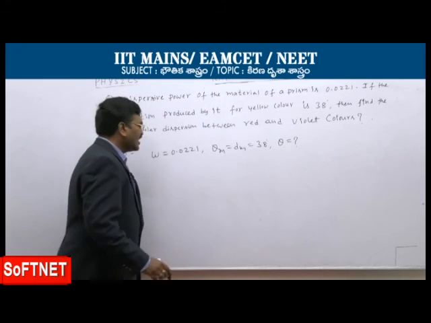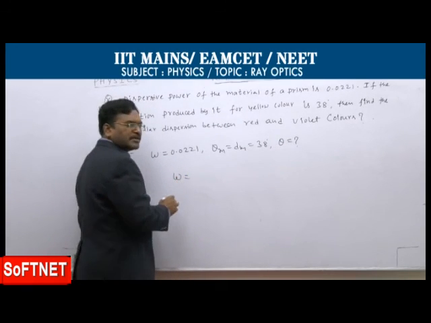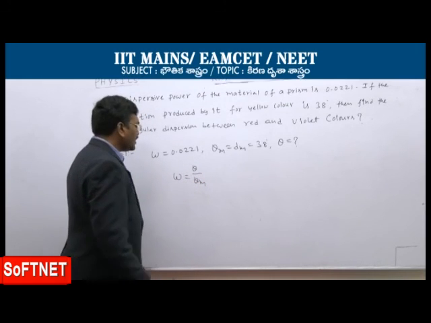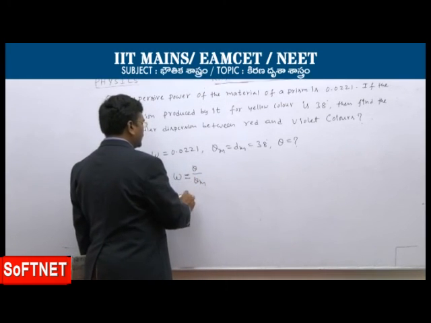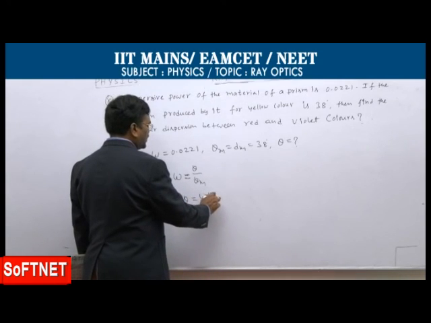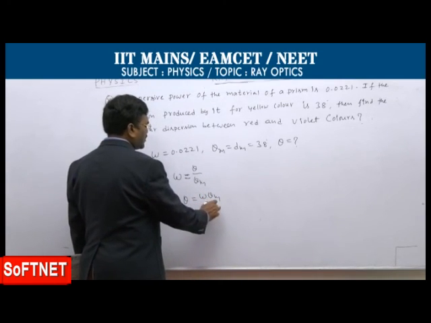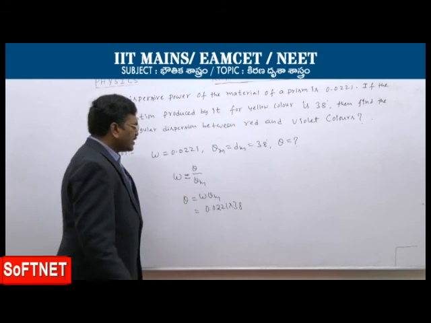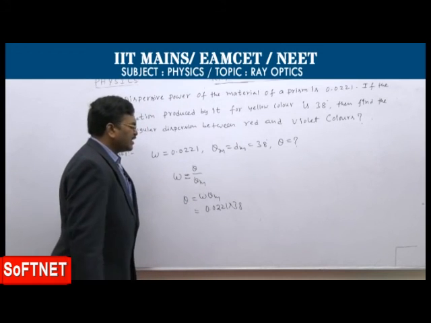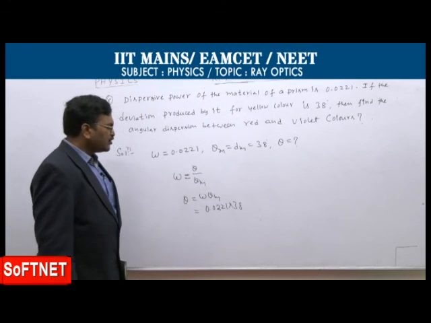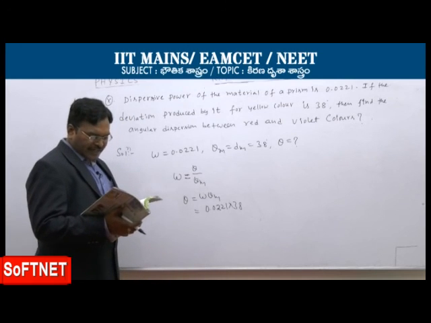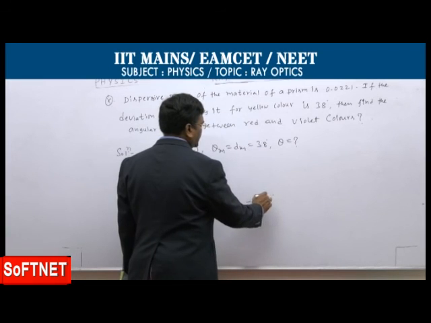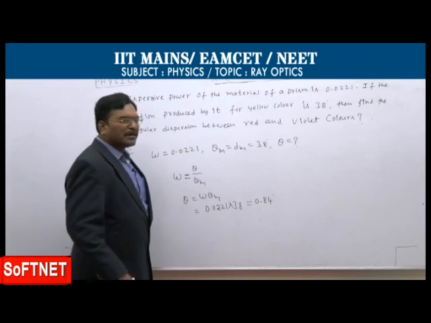What is the formula? Dispersive power is equal to angular dispersion by mean deviation. So theta is equal to omega into theta m. Omega is 0.0221 into 38. Multiply now, and you get around 0.84 degrees.